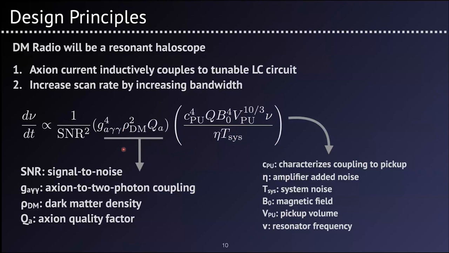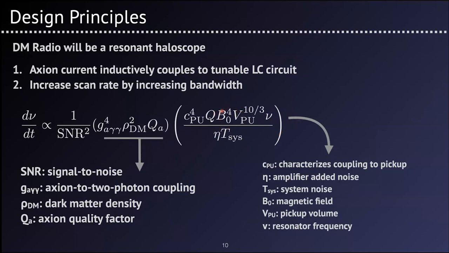So in the first part of this scan rate equation, you can see that there is a factor related to the signal to noise, and then you have all of the components that are related to the dark matter itself. So this is the axion to two photon coupling, the dark matter density, and the axion quality factor. And then there's this other term here, which relates to the design parameters of your experiment. And you probably noticed some similarities between this and the resonant telescopes that were discussed earlier, the cavity telescopes. And that's true.